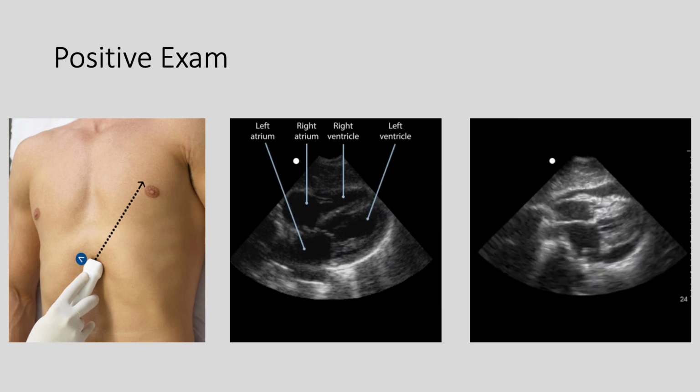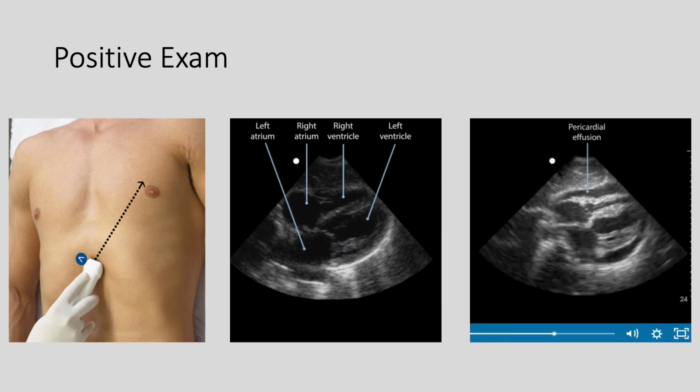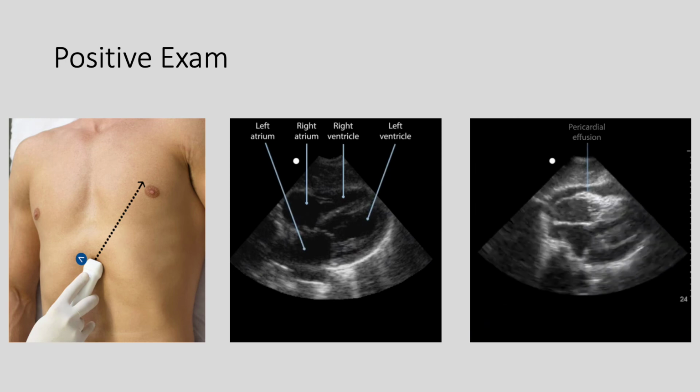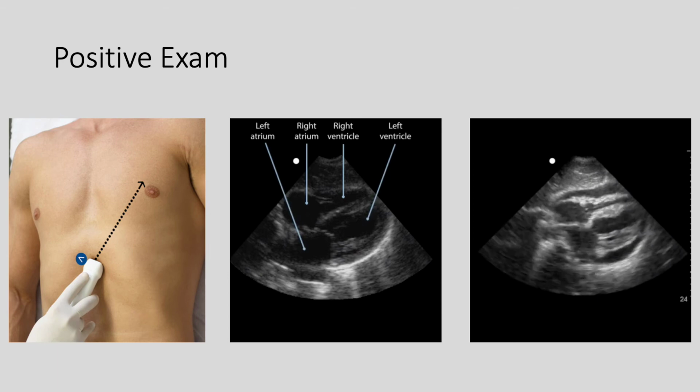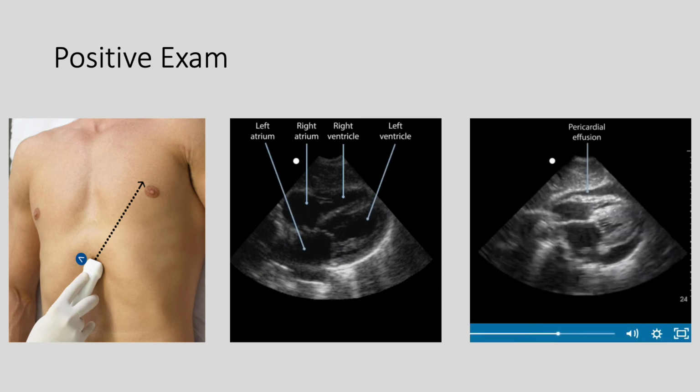Approximately 50 milliliters of pericardial fluid is required to identify a positive FAST in the cardiac window. Signs of cardiac tamponade include right atrial systolic collapse and right ventricle diastolic collapse.